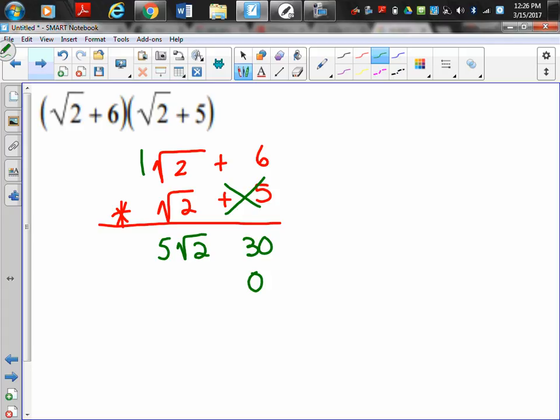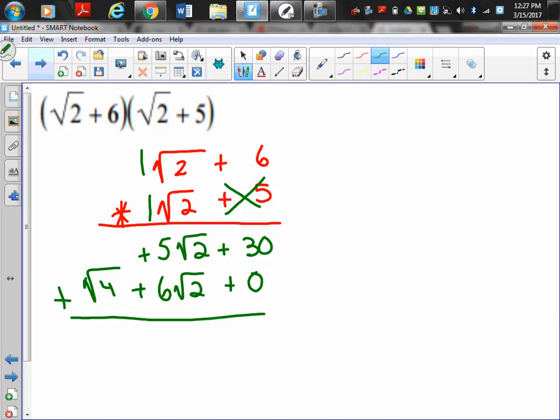What number is in front of this square root of 2? 1. So 1 times 6 is 6 square root of 2. Square root of 1 times 1 is 1. Square root of 2 times square root of 2, 2 times 2. Then we add them. 30 plus 0. 5 plus 6, 11.